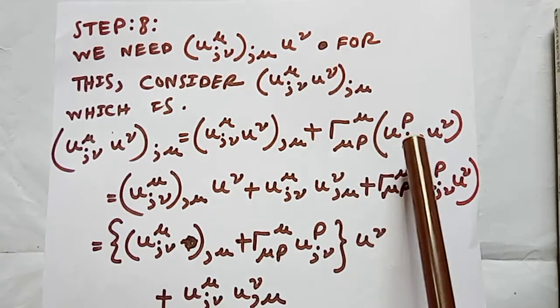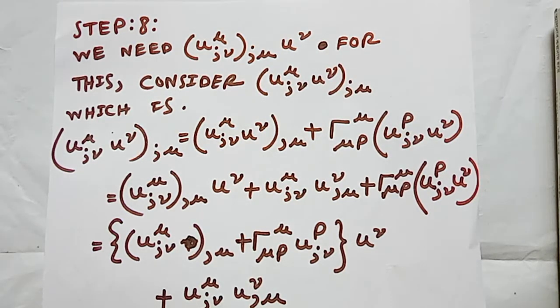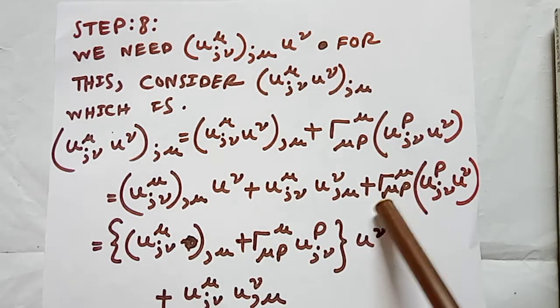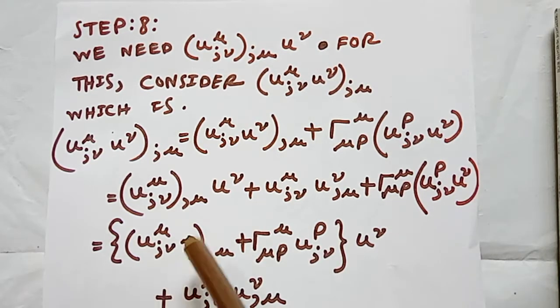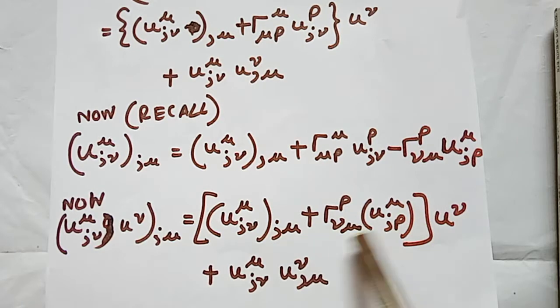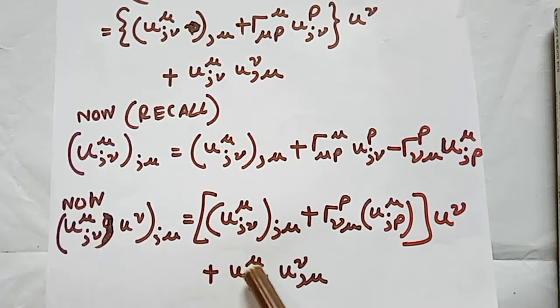Gamma mu mu rho u rho nu u nu u mu nu nu u mu nu u mu nu u nu mu plus gamma mu mu rho u rho nu u nu u mu nu nu u gamma mu rho u rho nu u nu. And we have this, recall this equation and then recall that equation. U mu nu nu u mu nu nu gamma mu mu rho gamma rho nu gamma rho nu mu u mu rho. Now u mu nu u nu, this is the equation, and u mu nu mu gamma rho nu mu gamma rho mu nu gamma nu nu mu rho u nu u mu nu u nu mu. This is the covariant derivative, this is the ordinary derivative.